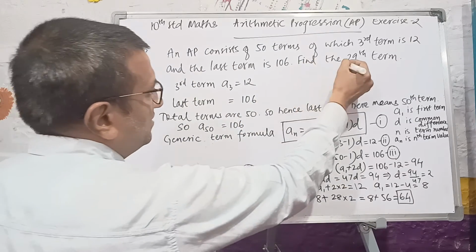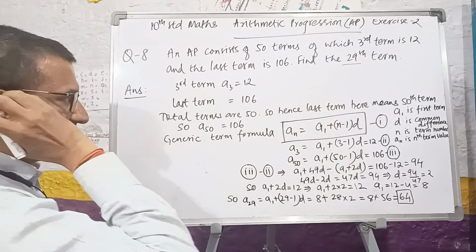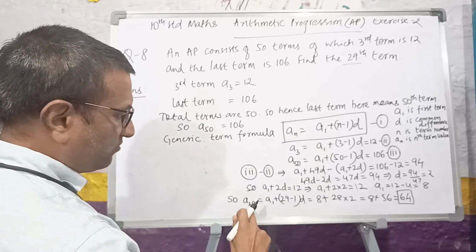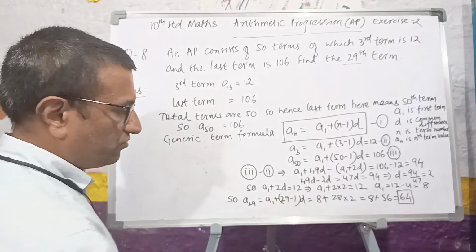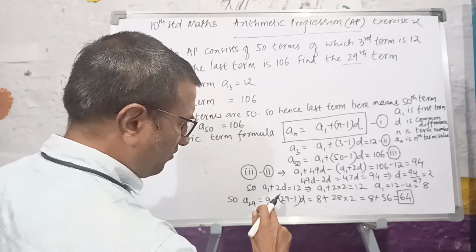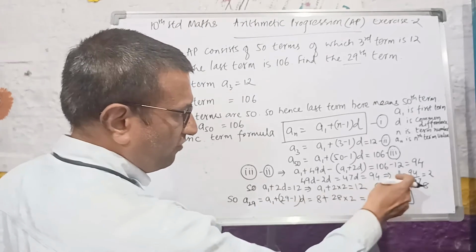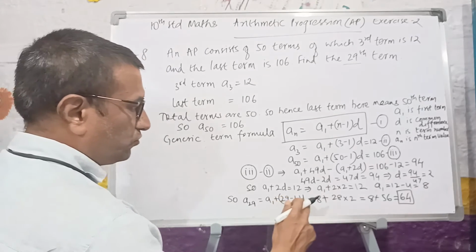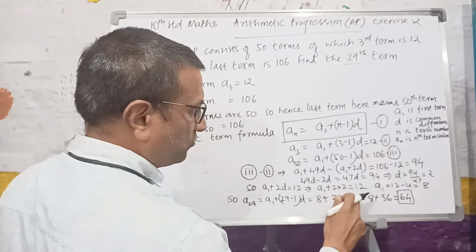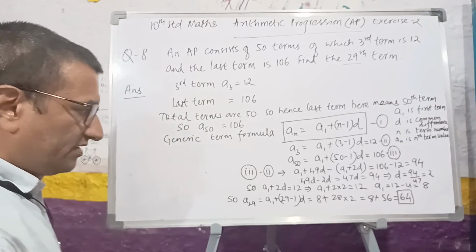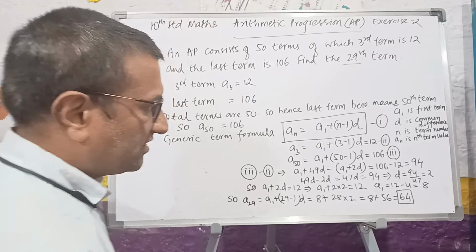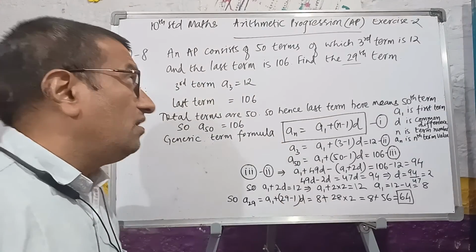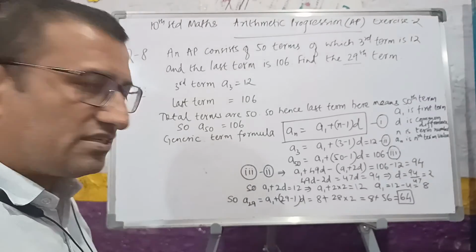Now they have asked for the 29th term. So now putting the value in the generic term formula, replace n by 29. So we get A29 is equal to A1 plus 29 minus 1 into d. So now replacing the values, A1 we have found out, d we have found out. So A1 is equal to 8, d is equal to 2. So 8 plus 28 into 2, 28 into 2 is 56, so 8 plus 56 is 64. So the A29, or the 29th term of the question, is nothing but 64.